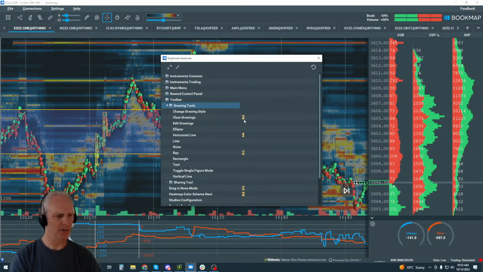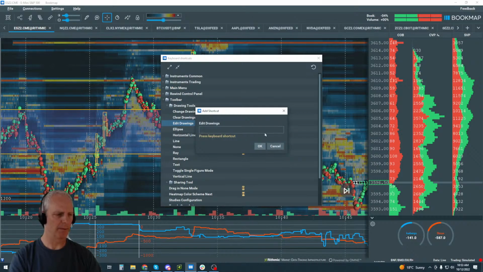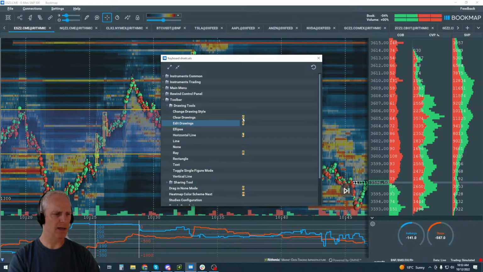I made these shortcuts: clear drawings is just the letter C. Now if I click on here, you can edit it, or if you click on edit drawings, you double click on it and add a shortcut. We can put in E and see if there are any conflicts in here, and there aren't, right? So we can use the letter E to edit drawings. C clears all drawings. Horizontal line is L. Ray, a diagonal line that continues, is R. All right, so good stuff there. Play around with these guys.